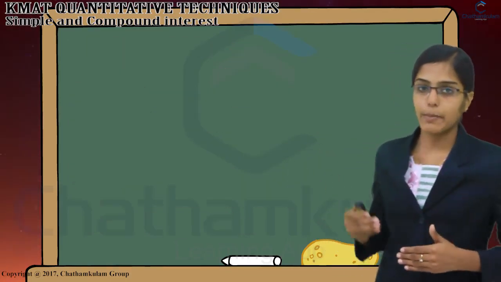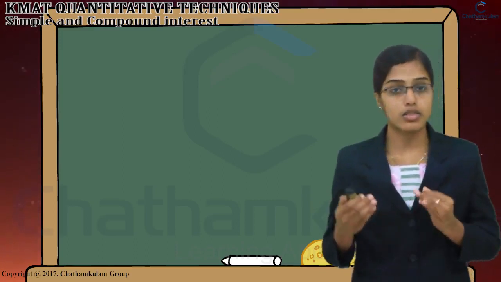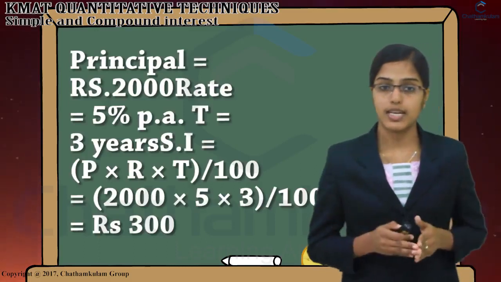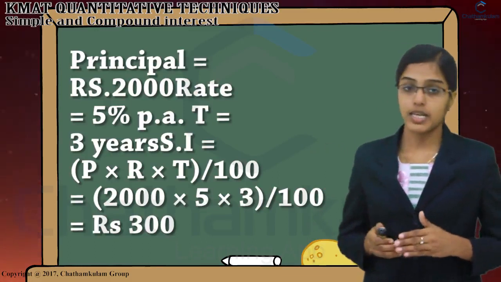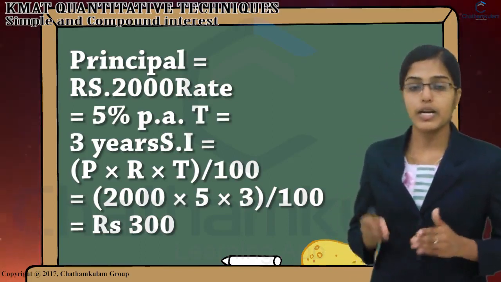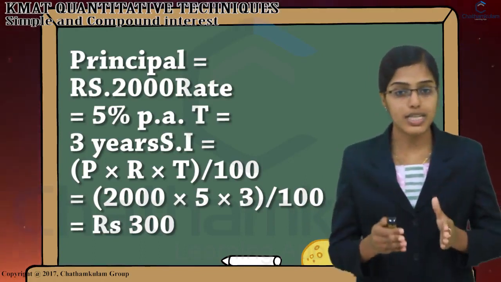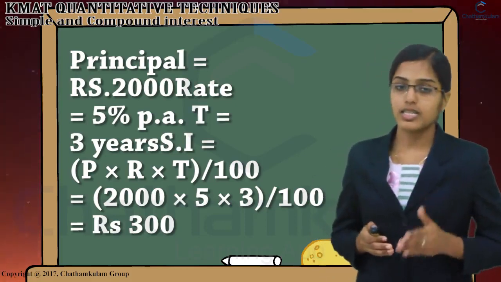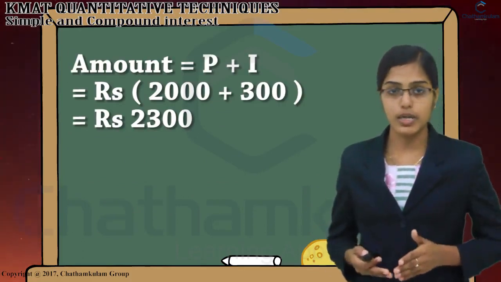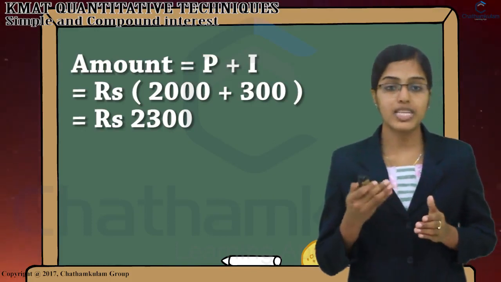Next, we will discuss an example. Find the simple interest on rupees 2000 at 5% per annum for 3 years. Also find the amount. So, principal is equal to rupees 2000, rate is equal to 5% per annum, T is equal to 3 years. So, SI, that is simple interest, is equal to P into R into T divided by 100. So, simple interest is equal to 2000 into 5 into 3 divided by 100. That is rupees 300. So, amount is equal to P plus I, that is equal to rupees 2000 plus 300, that is equal to rupees 2300.